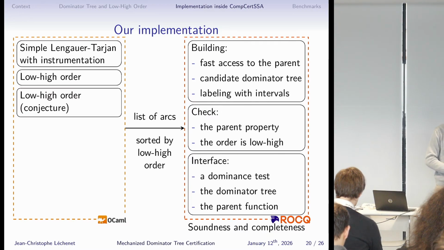Just checking that it satisfies the low-high order definition is pretty cheap. Actually, in some of my examples, it's even cheaper than the previous test that was doing strictly less things. So this is a bit mysterious to me. But this is really nothing compared to what is done here.